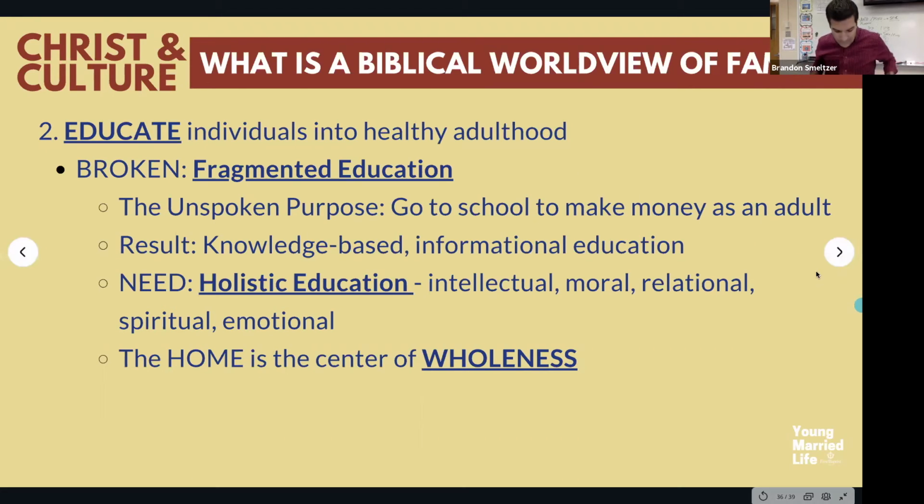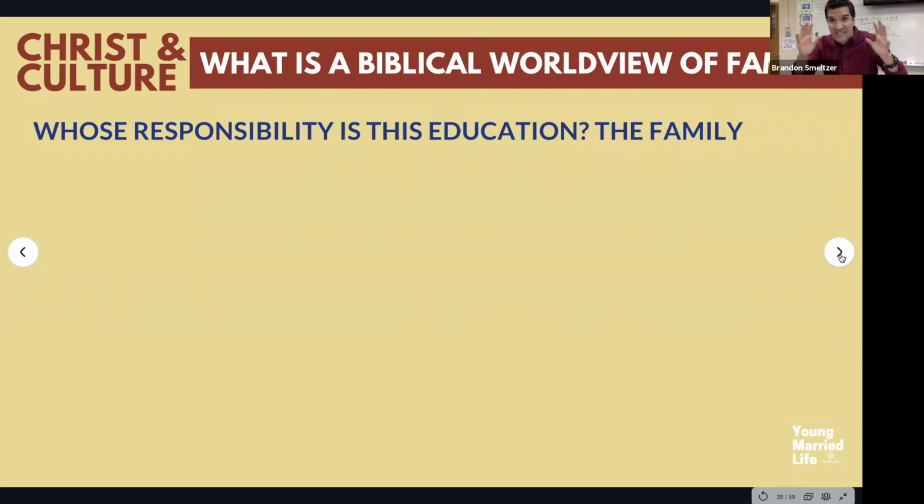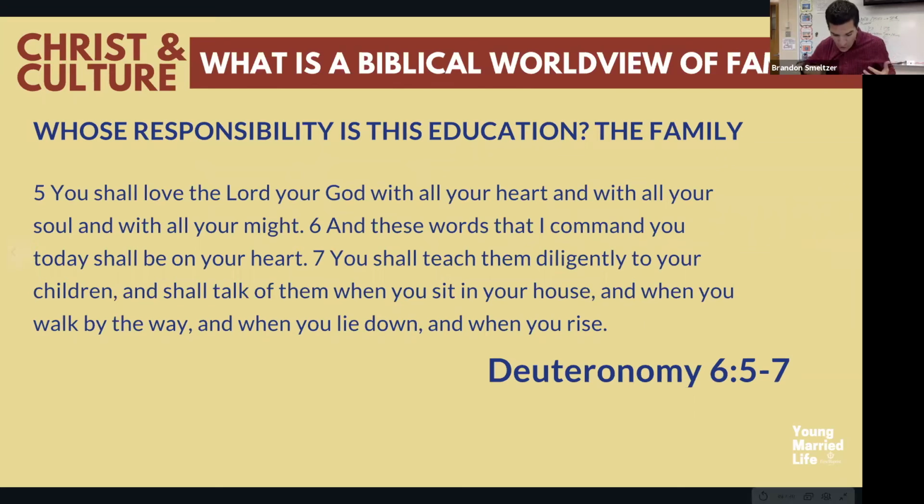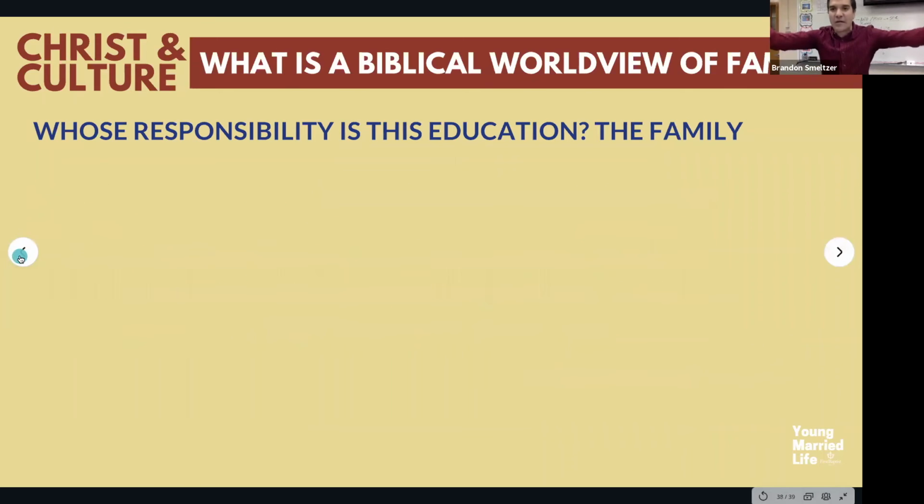Number three. Release whole adults. This is the goal, guys. This is the finish line. This is the win. We want to release whole adults and new families back into society. We want to release them. And we want to look up. We want to see this generation, like generations beyond us.